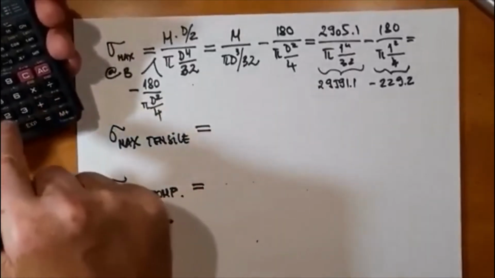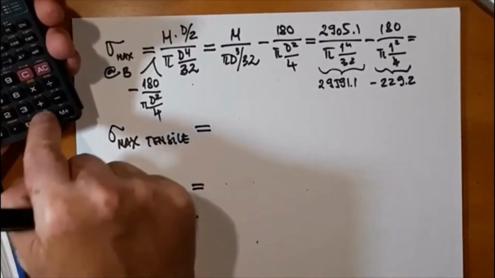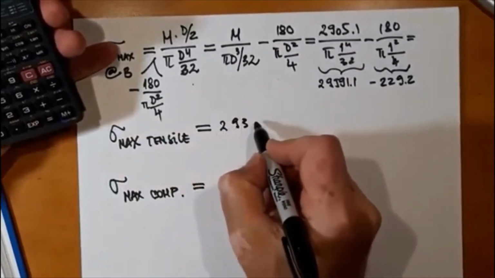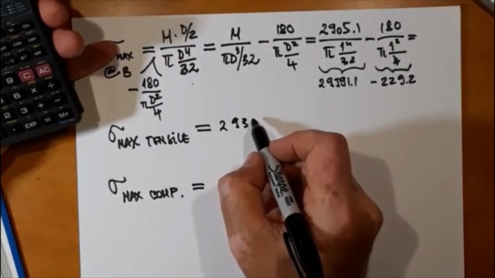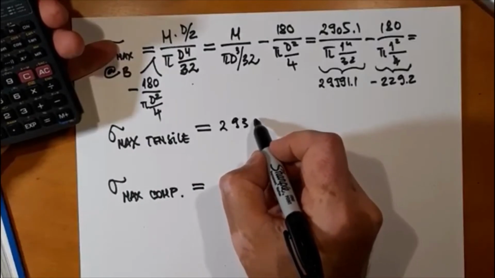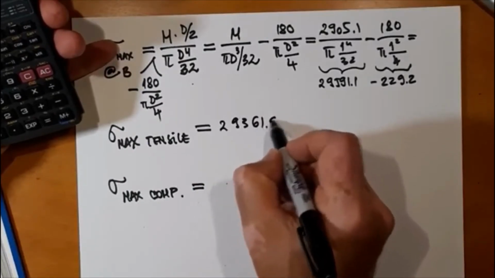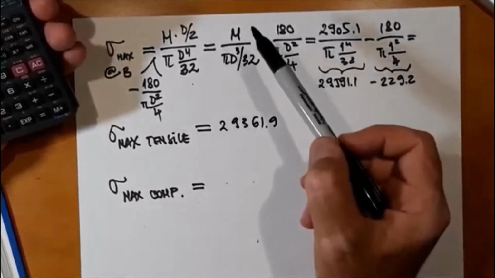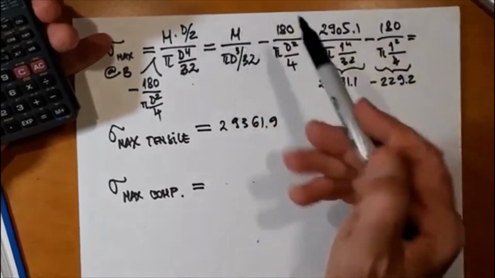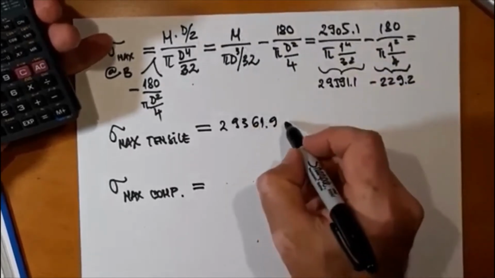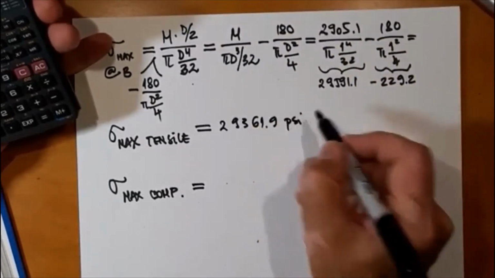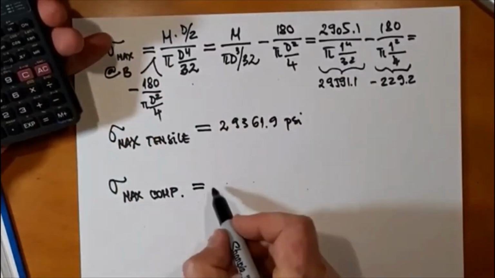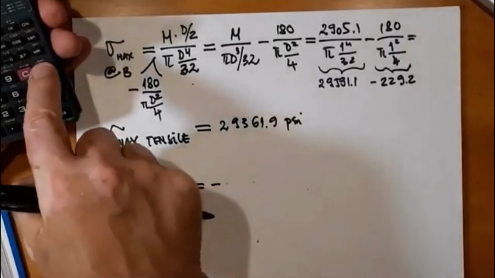29591.1 minus 229.2 equals 29361.9. And these are, we used pound and inch, so this will be PSI, or 29 KSI. And then for compressive stress, it will be a negative.